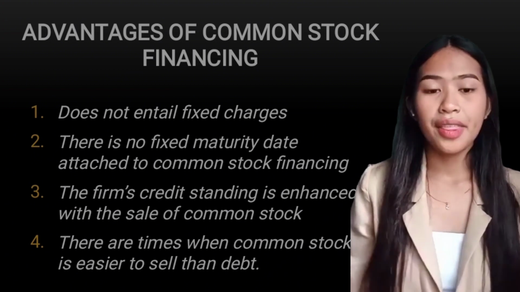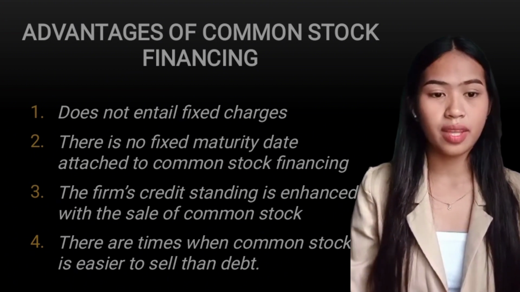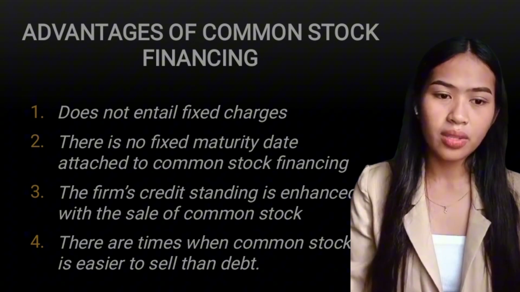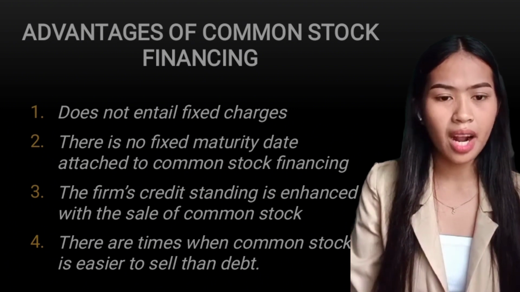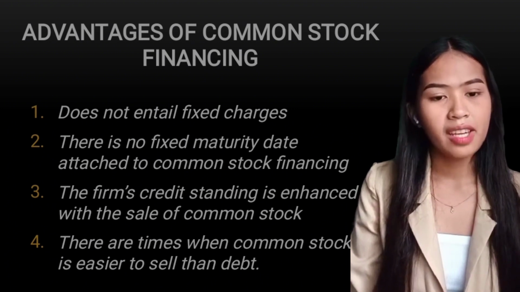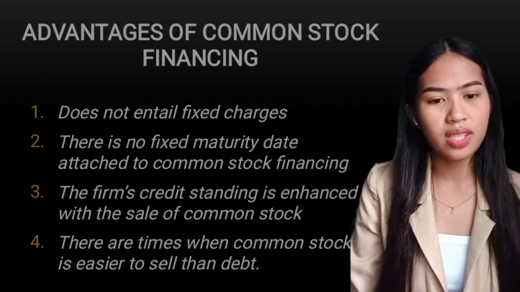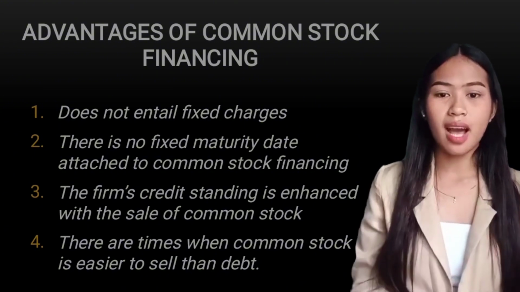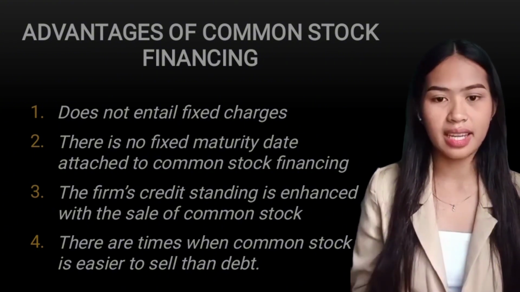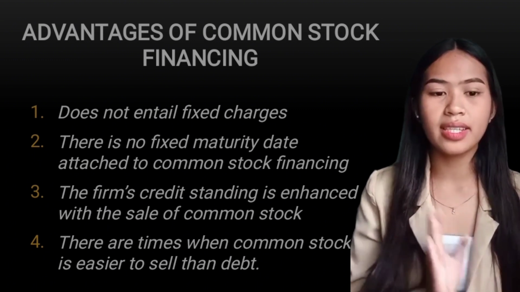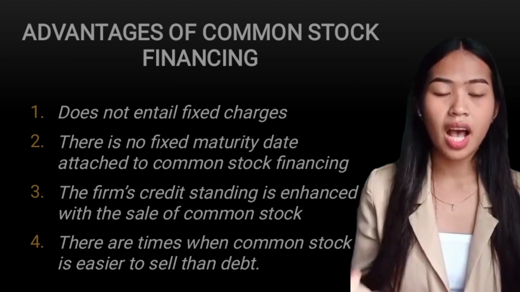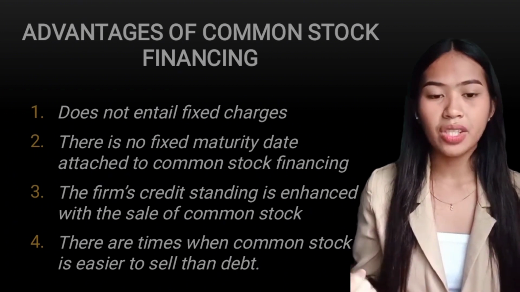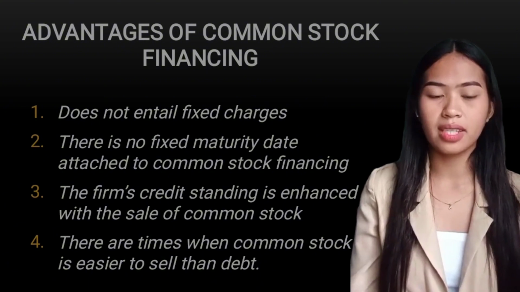Number three is the firm's credit standing is enhanced with the sale of common stock. This is so because whatever losses are incurred by the company are absorbed first by the common stock. The creditors will only be affected when losses are bigger than the common stock. So, selling common stock can boost a company's credit standing. This is because any losses the company makes are first absorbed by the common stock. Creditors only feel the pinch when losses exceed the value of the common stock.